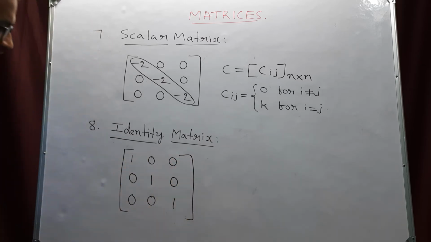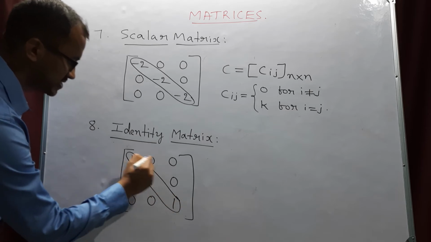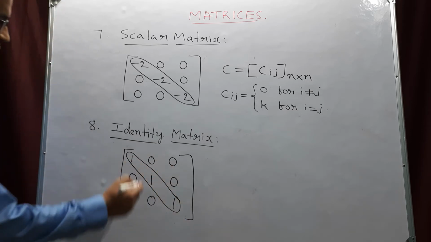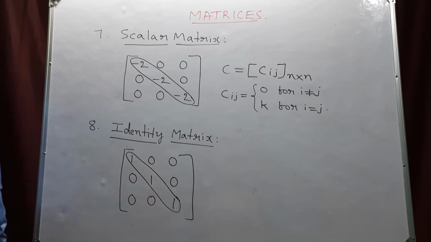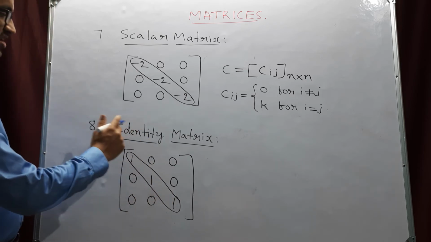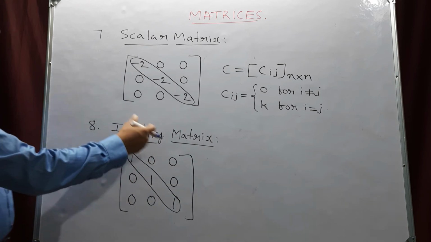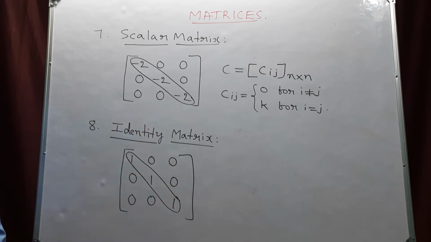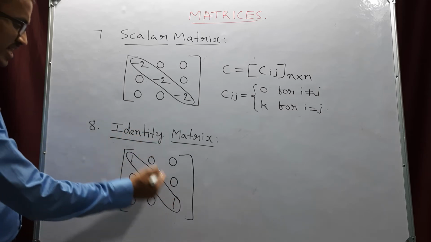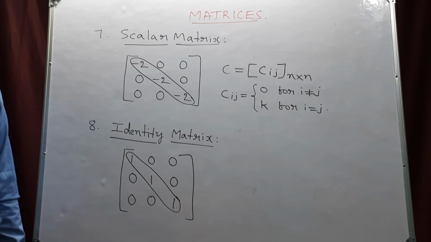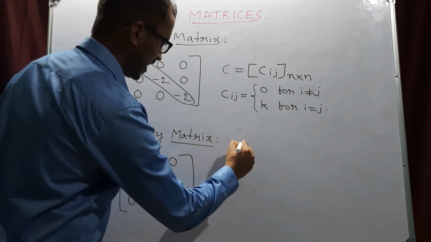So it is a diagonal matrix. All the non-diagonal elements are 0, and the diagonal elements are 1. These types of matrices we call identity matrices. We can consider an identity matrix of any order, but it should be a diagonal matrix and the diagonal elements should be 1. Usually we denote the identity matrix by I.